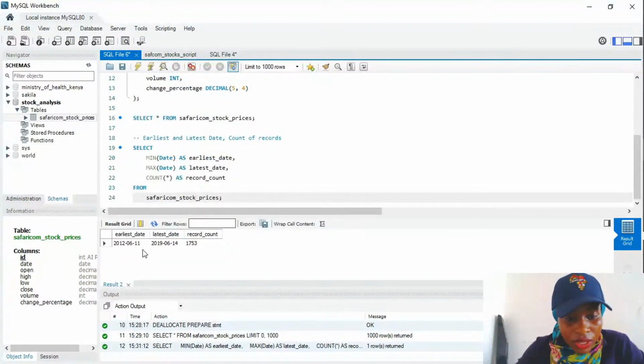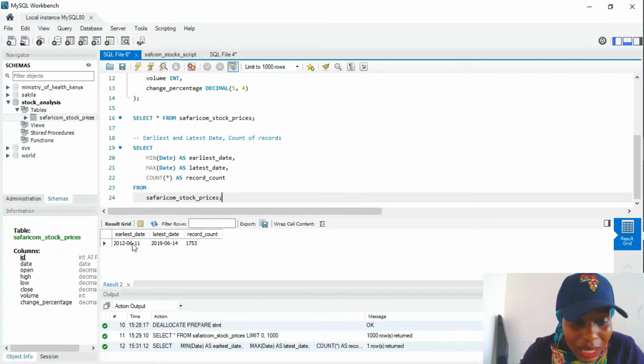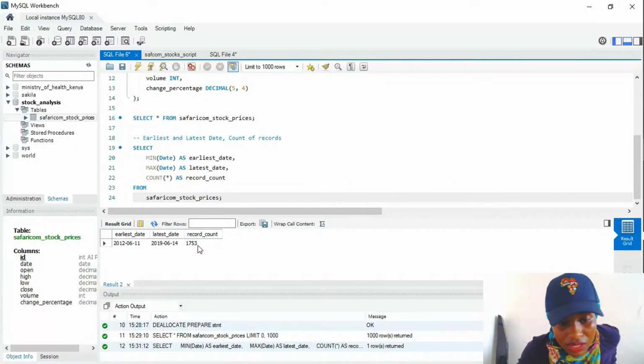So yeah, we see here the date starts on June 2012, which actually contrasts with what I had said earlier, because I had said it started with 2012. So in my mind, it started from January, but we see here that it started from June 2012 to June 2019. And of course, the total number of records we have is 1753, which is correct.